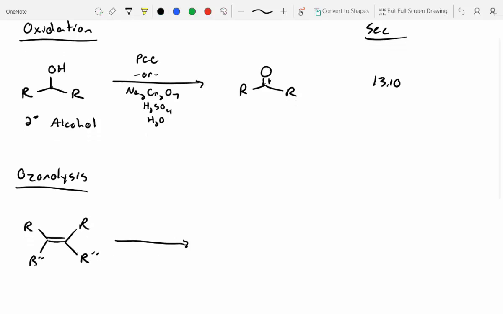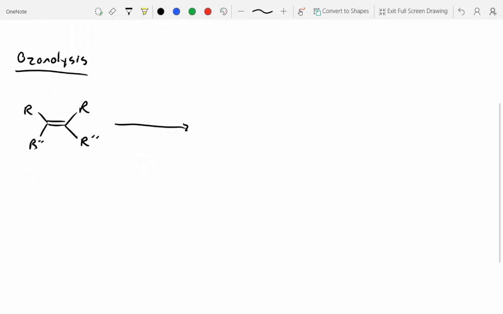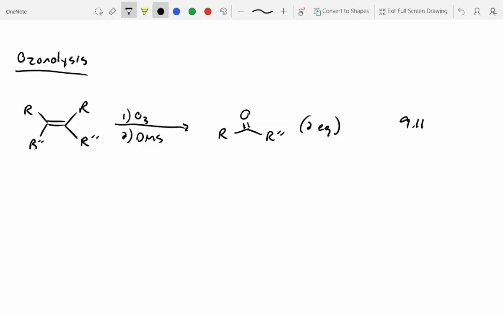And just like we saw in chapter 9, we can cleave this using ozone and DMS, dimethyl sulfide, to give us 2 equivalents of our ketone. So you have to pay attention to the substitution pattern of your ketone. And we covered this in section 9.11.